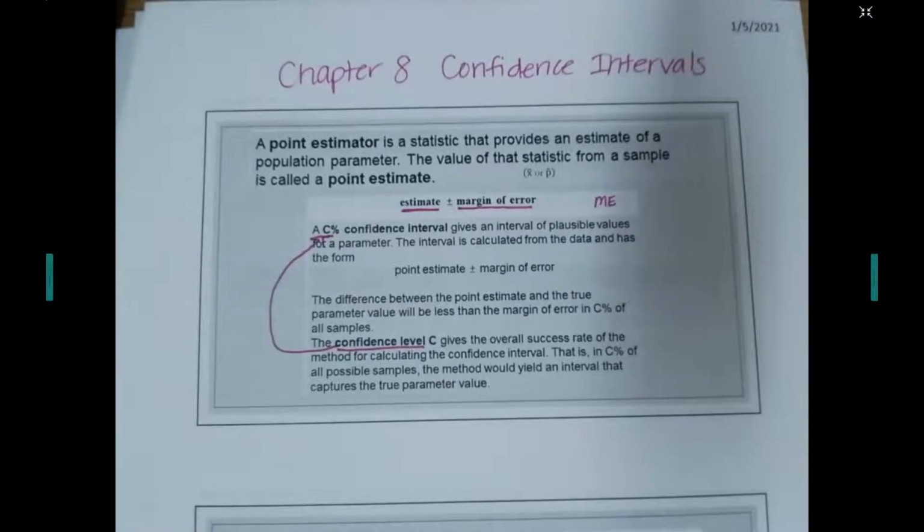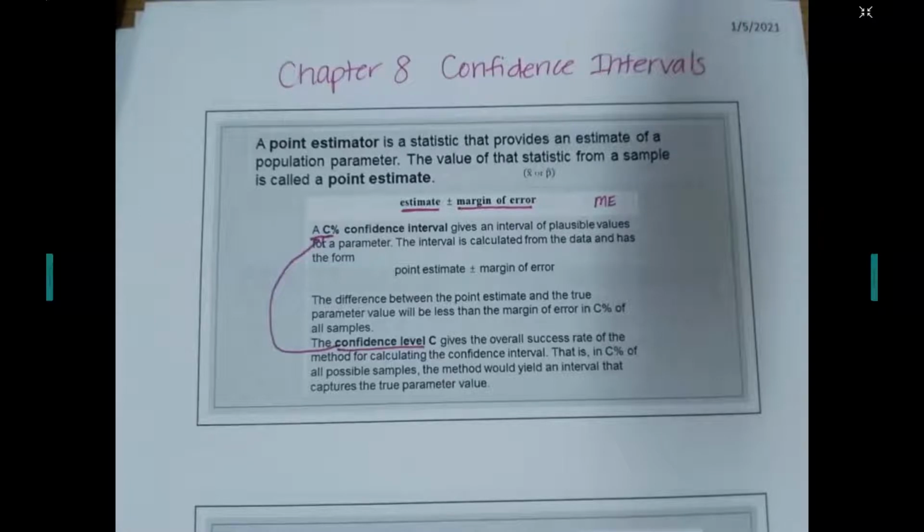If I am constructing a 95% confidence interval, what that's saying is that if I were to construct this interval over and over and over again, 95% of the intervals I constructed using this method would give me intervals containing the truth. That means 5% of the time, I'm going to have intervals that don't. Okay?